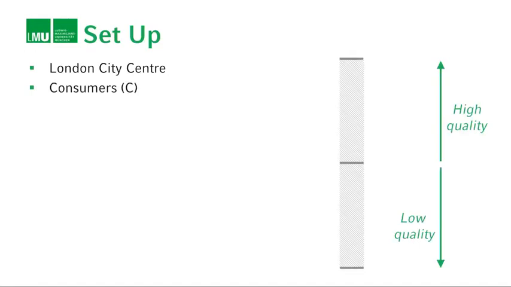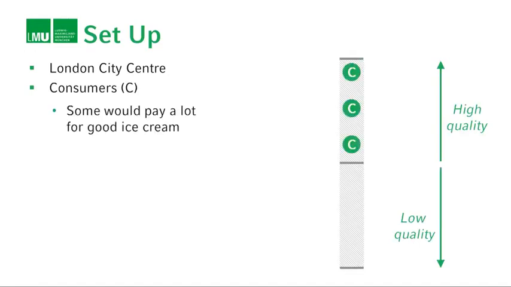We have the London city centre. We have consumers that, again, are differentiated. They're heterogeneous, but they're now heterogeneous in a different dimension. They are distributed according to their willingness to pay for high quality. So some would pay a lot for good ice cream. Okay, so this person is basically an ice cream enthusiast. He loves good ice cream, and he's willing to pay almost any amount for a good quality of ice cream.